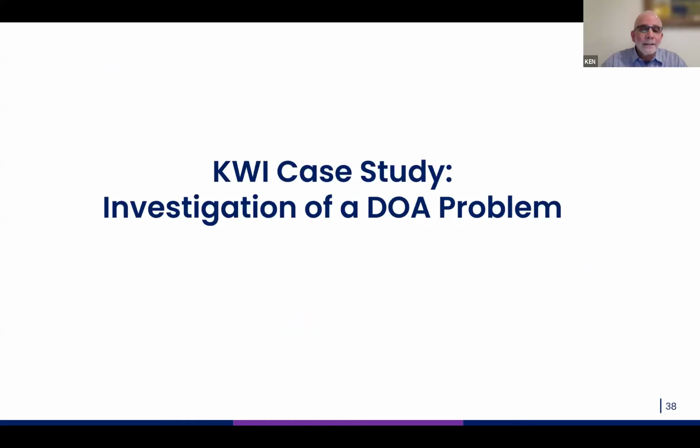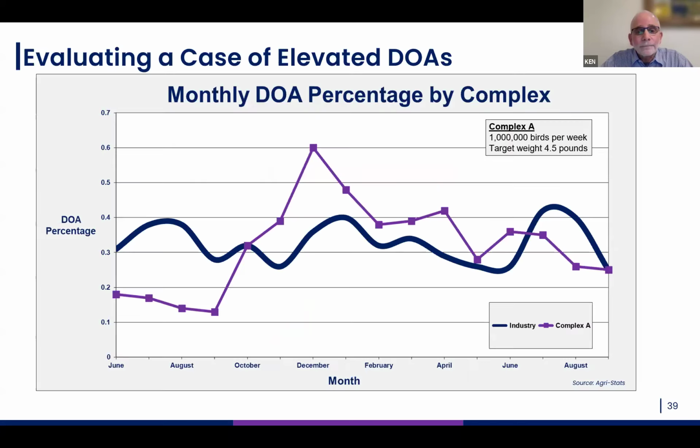So with that background, and it was a lot of background on DOAs, but now I want to tell you a little bit about this specific case that I worked on several years ago. So in this graph, this is a monthly DOA percentage, and the complex we were working in at the time was a 1 million bird a week complex. We targeted 4.5 pounds live weight. And the thick blue line going across the middle of the graph is the industry average, and you can see it's about 0.3 to 0.4% month to month. And the purple line is the complex that I was working in.